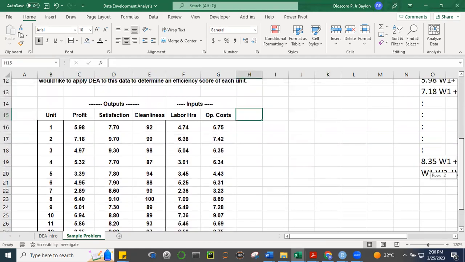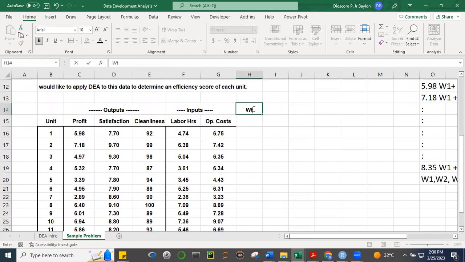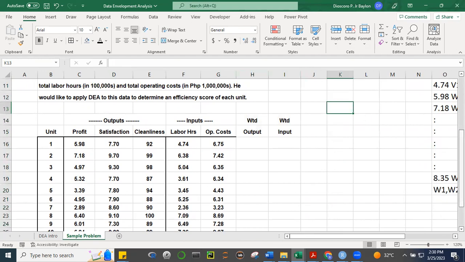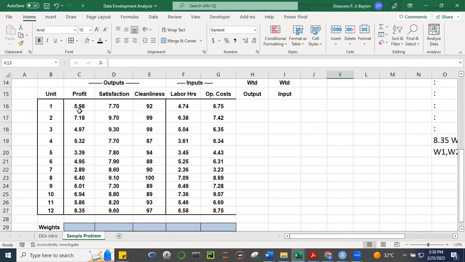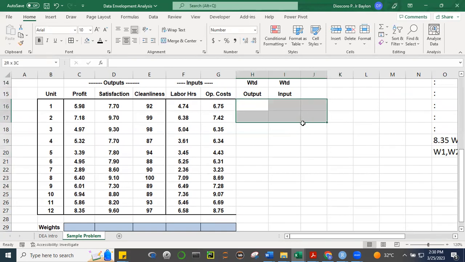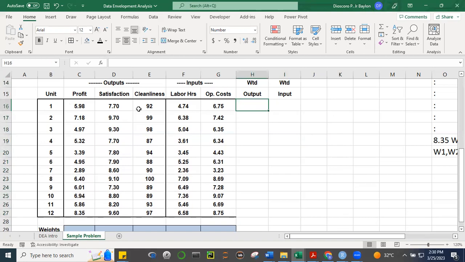So let's put here the weighted output because we need this, and we also need the weighted input. Okay, so what will be our weighted input and weighted output? It's also good to take advantage of the structure of your data. So our weighted output will simply be, what will be the formula here? Let me just increase the size. What will be our formula here, class? Sum product, yes, it will be sum product, no?